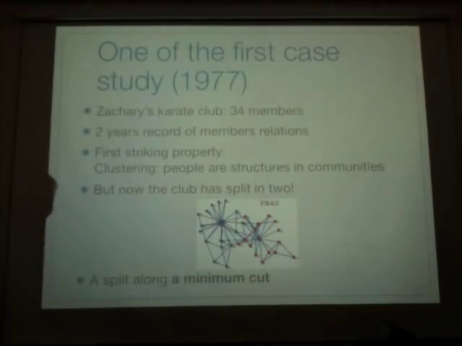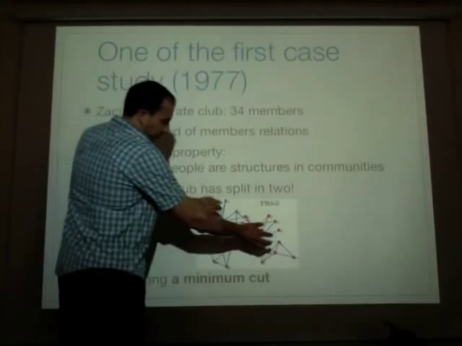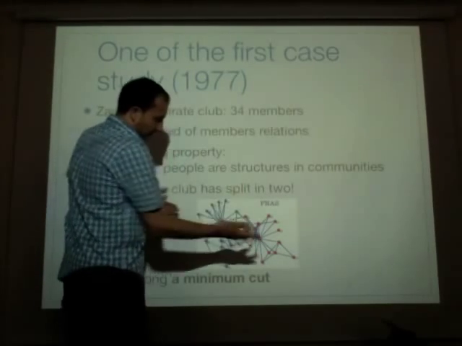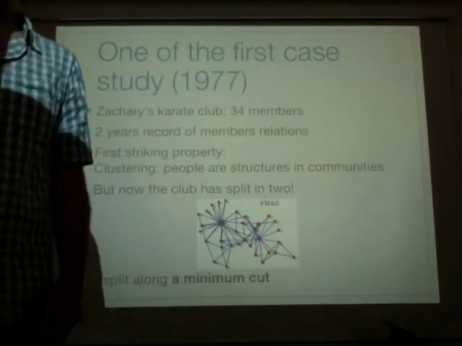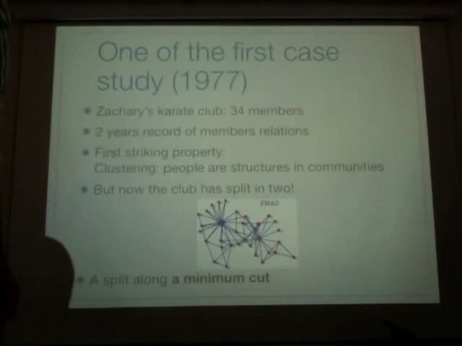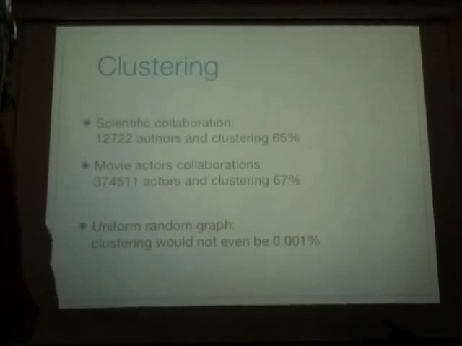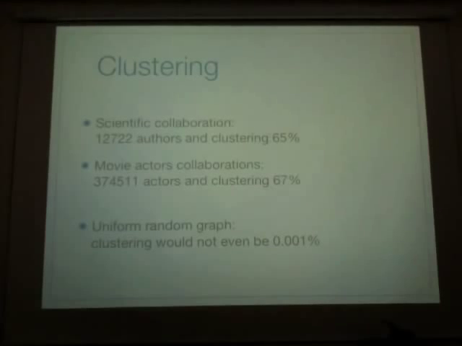What's interesting here is that you have two big clusters, a minimum cut, and the club split at that point. If you look at the clustering, it's fairly high in real networks, and especially in social networks. It's usual that a friend of your friend is a friend of yours. It's a fairly common property.